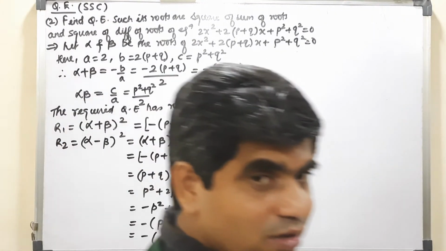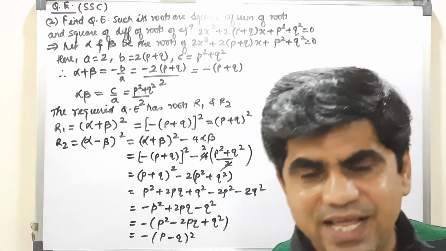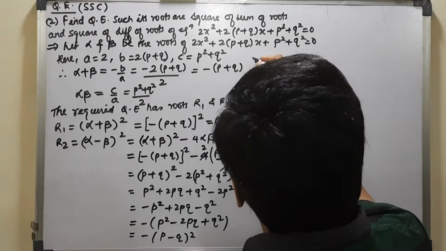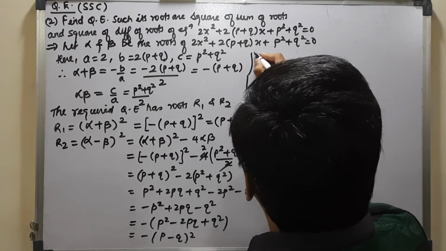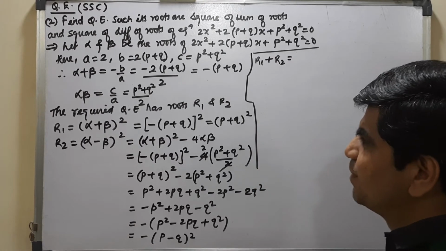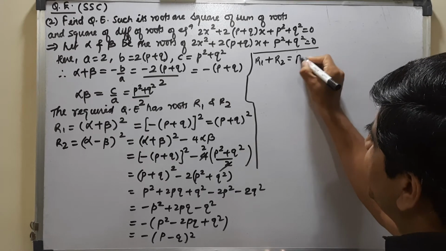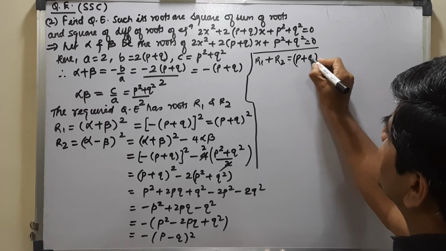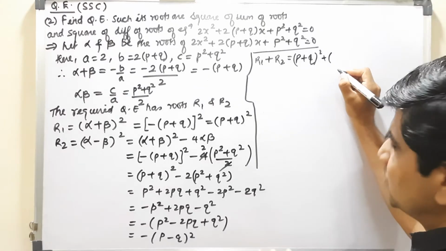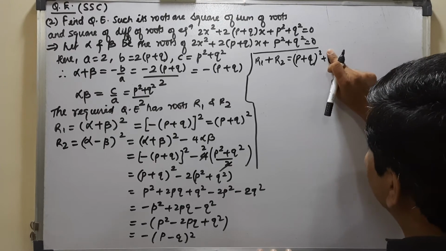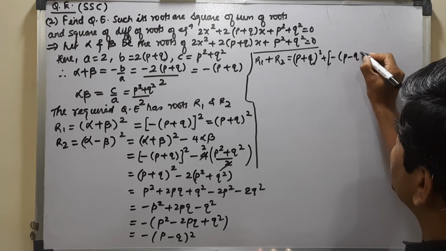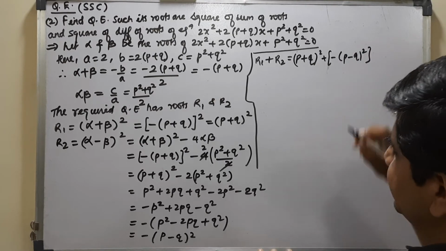Now I know that for a quadratic equation I require sum of roots and product of roots. So now I will first find what is my r1 plus r2. So r1 plus r2, what is my r1? R1 is my p plus q the whole square plus, and what is my r2? R2 is minus into bracket p minus q the whole square, right?